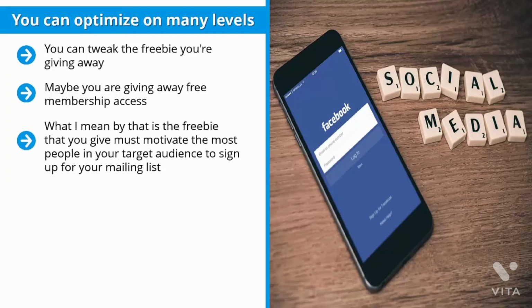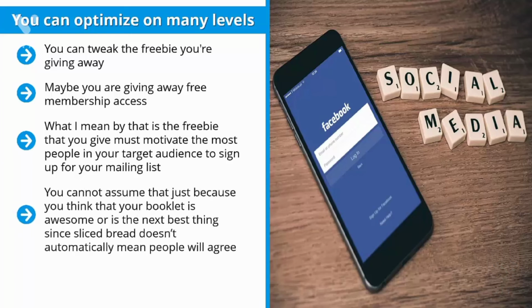What I mean by that is the freebie that you give must motivate the most people in your target audience to sign up for your mailing list. This is not easy. You cannot assume that just because you think that your booklet is awesome or is the next best thing since sliced bread, it automatically means people will agree with you. It doesn't work that way. You may have to switch from one freebie to the other until you get a high enough sign-up rate that would tell you that the freebie that you have selected is the right one. Thankfully, this is fairly easy to do with Facebook. You basically run different ads that offer different premiums.